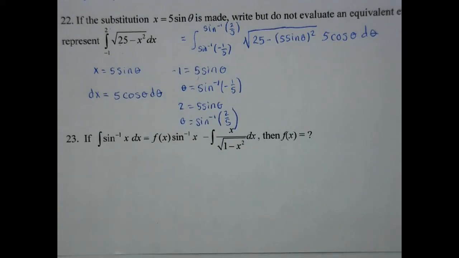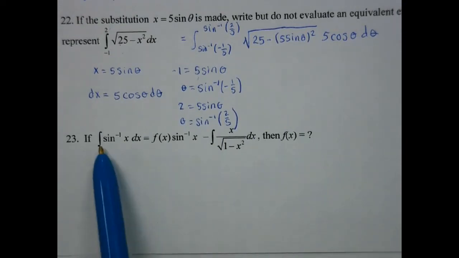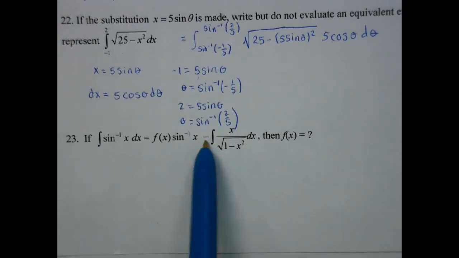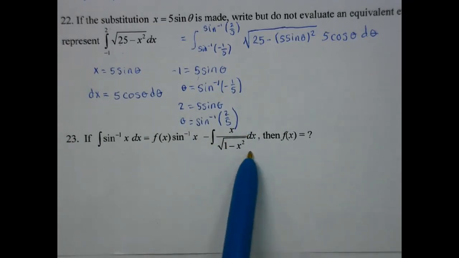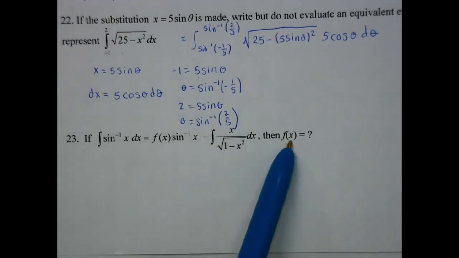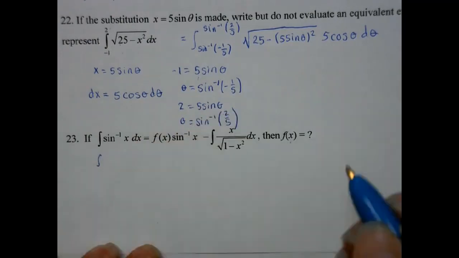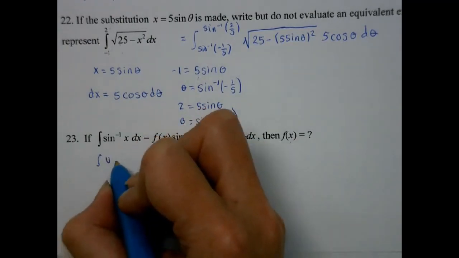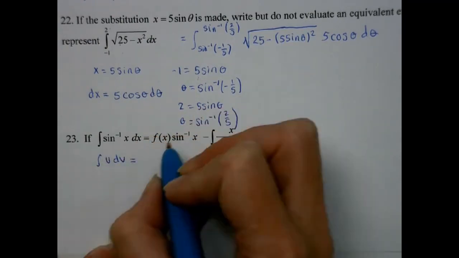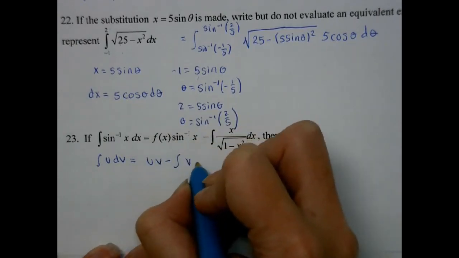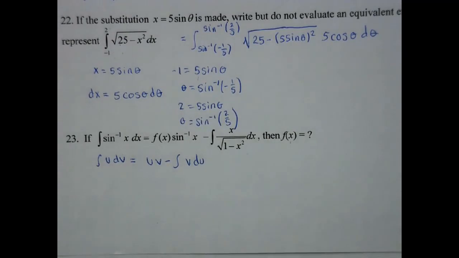All right, so in this one, if the integral of sine inverse of x dx equals f of x times sine inverse of x minus the integral of x over the square root of 1 minus x squared dx, what is f of x? Well, we know from integration by parts, the integral of u dv is equal to uv minus the integral of v du.